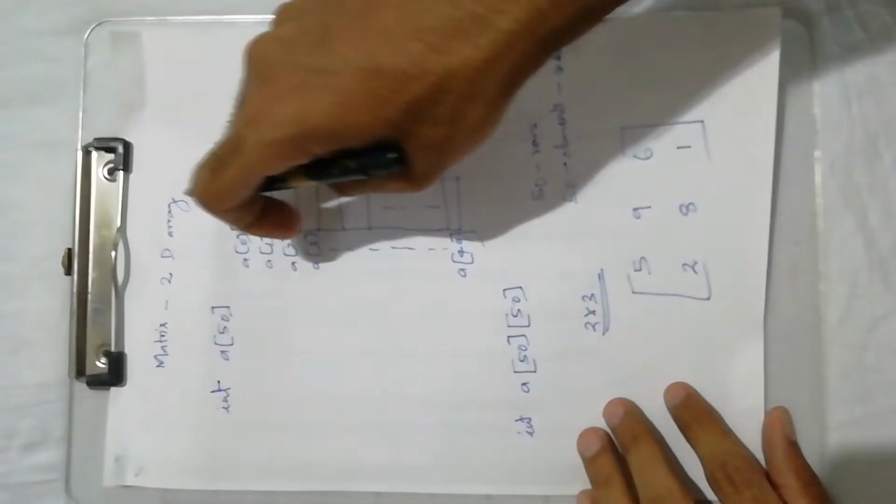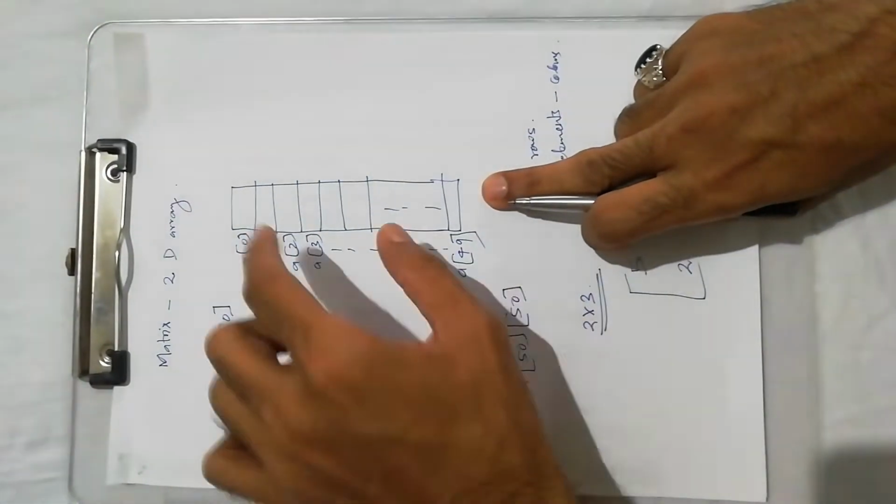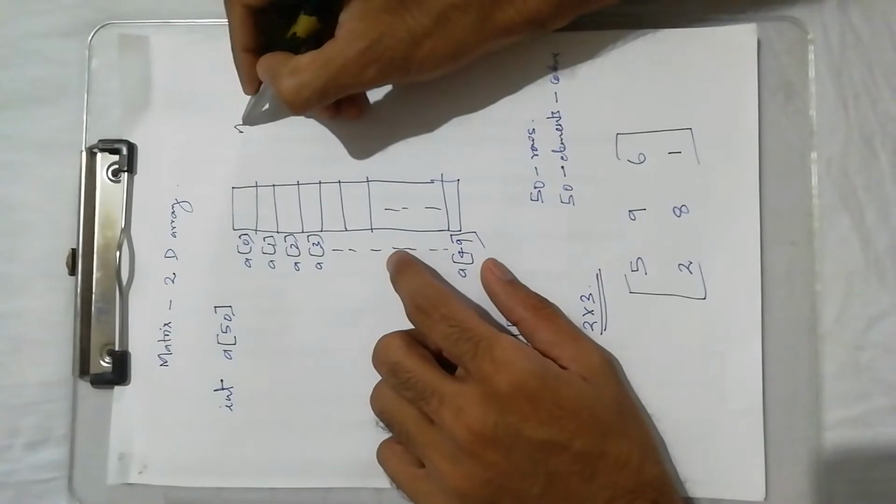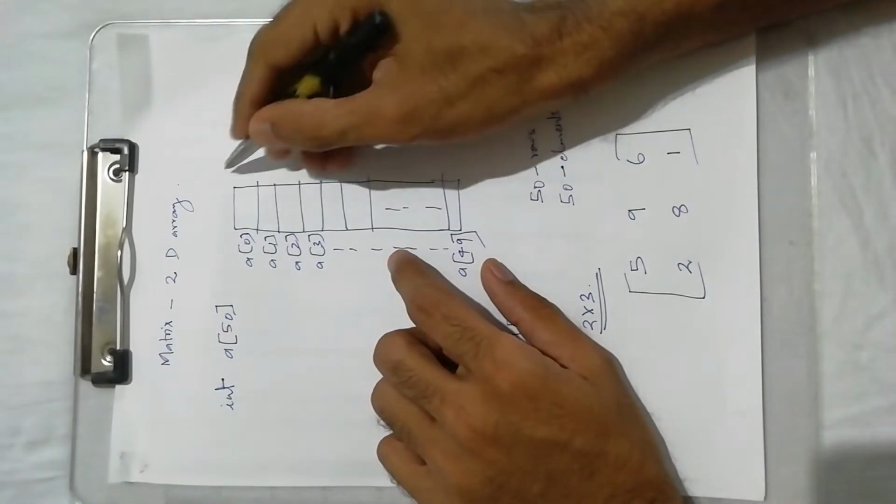In the case of a one-dimensional array, 50 memory locations are declared. We are using a limit n. Up to n we reserve the memory locations.